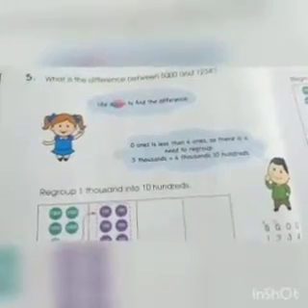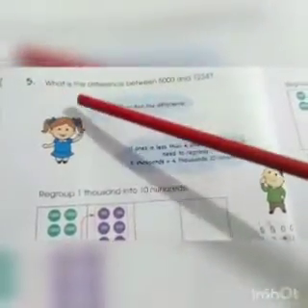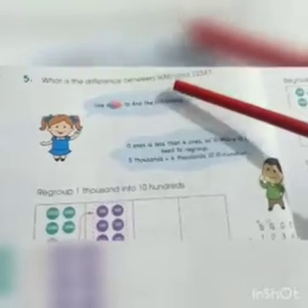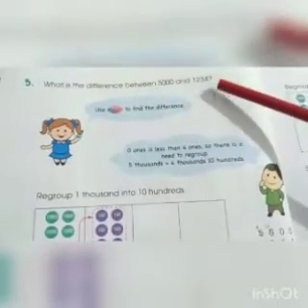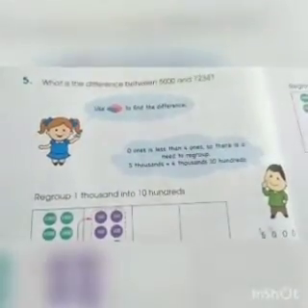You have to write the answer. On page number 39, question number 5. What is the difference between 5000 and 1234?